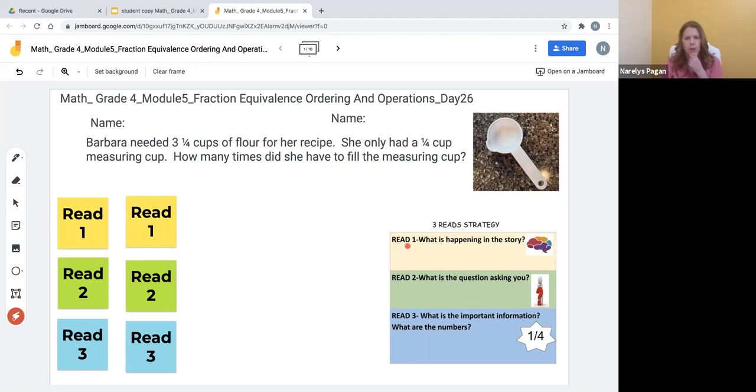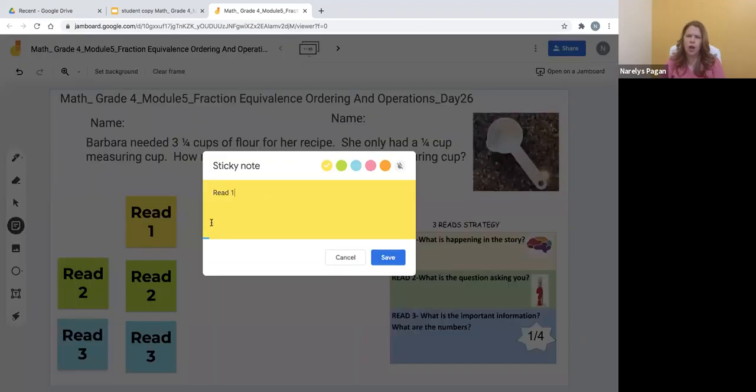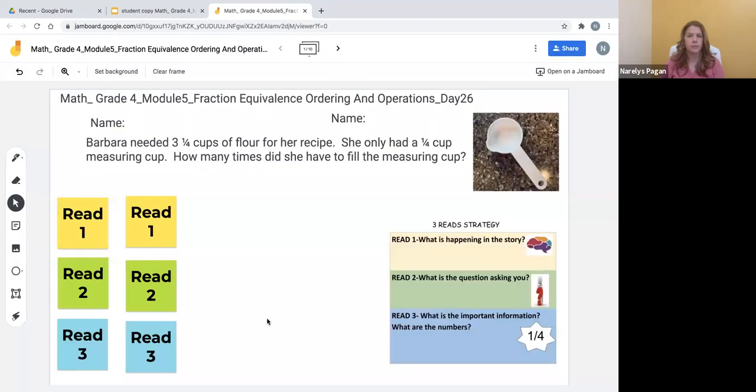Okay, what's happening in this story? Take a moment and click on your sticky note of read 1 and write any notes about who, what, or what is happening. You may press pause on this video, and when you're ready to continue, click play. All right, students and scholars, I hope you have written some notes on read 1. Let's read the story a 2nd time.